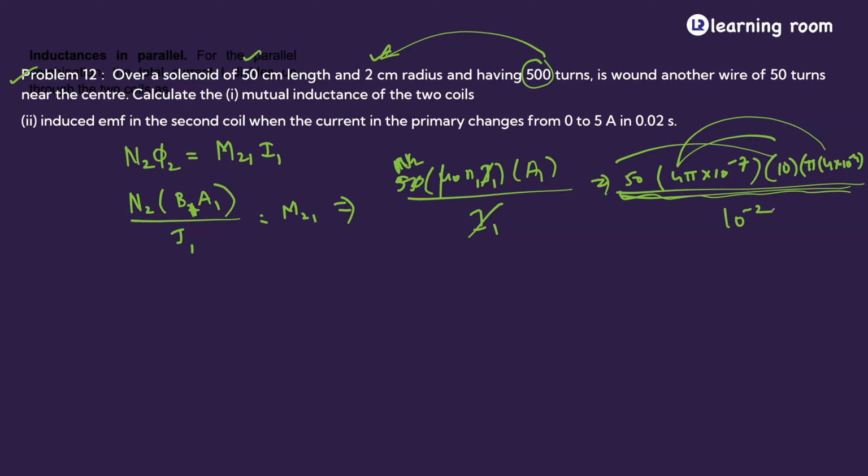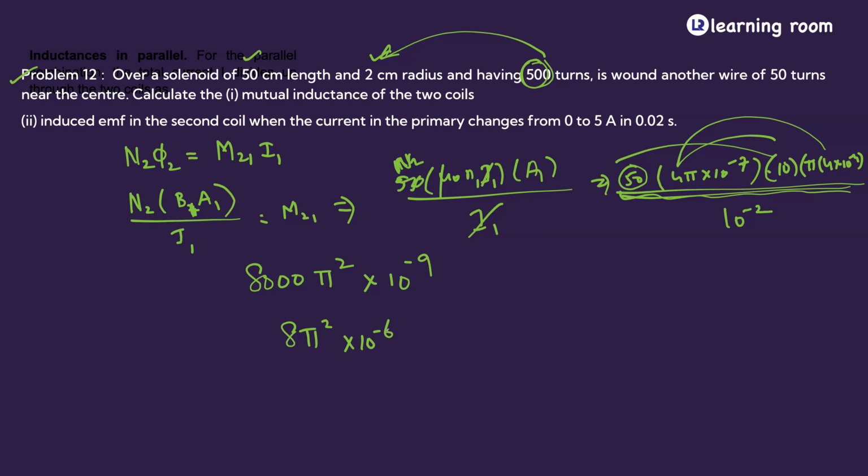Sorry, one correction. Listen. It is 500 turns, but everything is in terms of SI unit. So 500 divided by 50 into 10 power minus 2 is what you need to put. It will be 1000. So come again. 50 into 4, 200. 200 into 10, 2000. 2000 into 4, 8000. 8000 pi square, because pi into pi is pi square, into 10 power minus 7 into minus 4, 10 power minus 11 into 10 power 2. It will be 10 power minus 9. So 3 zeros will go off. It will be 8 pi square into 10 power minus 6.